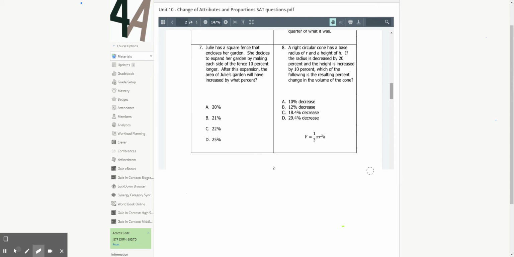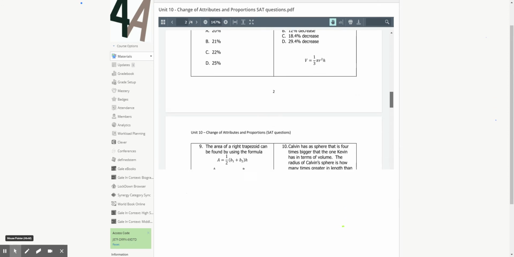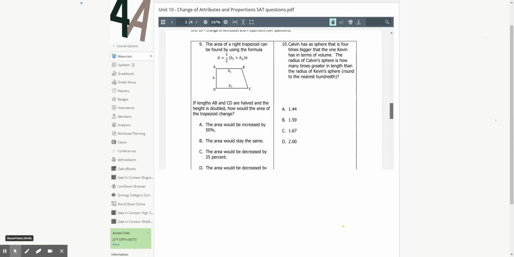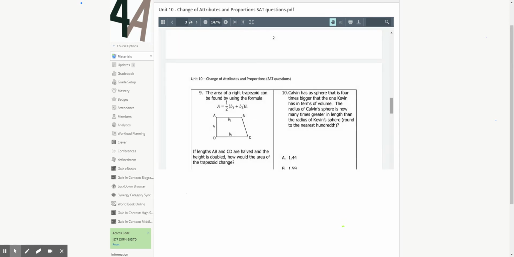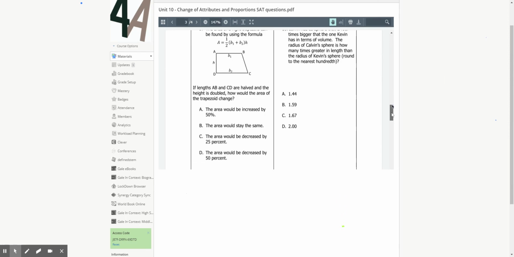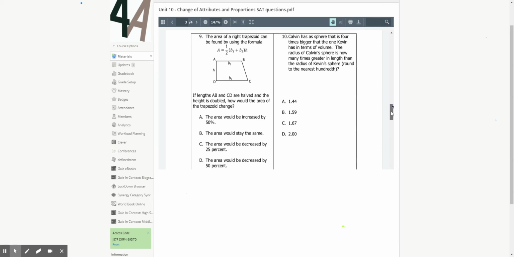All right. We did 8. Now we got to do 10. Can we see all of 10 at one time? Or 9 at one time? I'm going to use my mouse. Maybe. There we go. The area of a right trapezoid can be found using the following formula, and it even gives you a picture. That's nice.